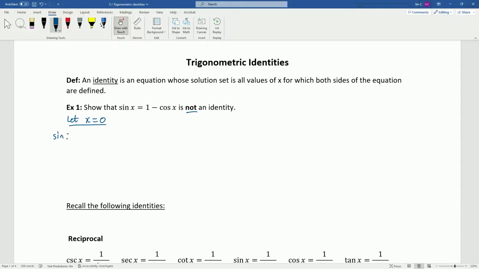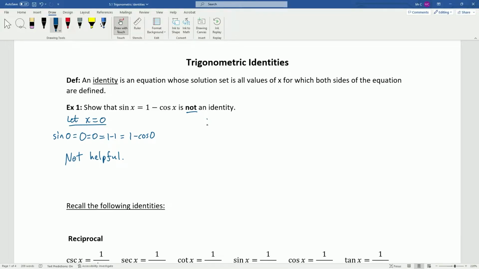So let's check sine of 0. Well, sine of 0 is 0. And 1 minus cosine 0 is 1 minus 1, which is 0. Are these the same thing? Yeah. So this is not helpful. And that's going to happen. When you're checking to show something is not an identity, and you start plugging in x values, sometimes you're going to get one that isn't helpful, that actually shows that they can be equal. But being equal for a single x value doesn't mean that this is an identity. It would need to be equal for all x values.